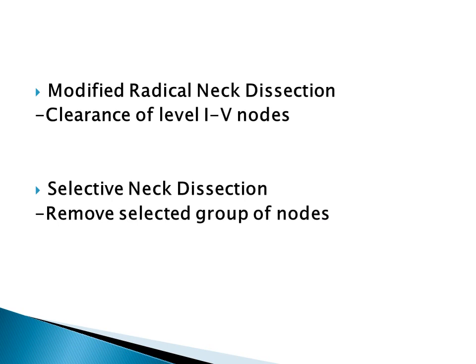These are more modified forms. Earlier it was a block dissection where there was extensive removal of structures, whereas depending upon the stage of the patient, you can have modified radical neck dissection where they clear only level 1 to 5 nodes, or you can have selective neck dissection where only selected group of nodes are removed. So what kind of a surgery has to be done is left to the discretion of the treating doctor depending upon how he can carry on the surgery for the benefit of the patient. So depending upon that, the type of surgery will vary.